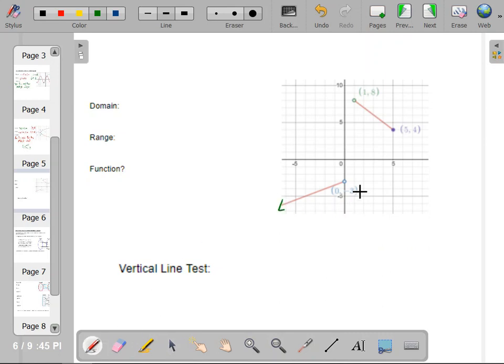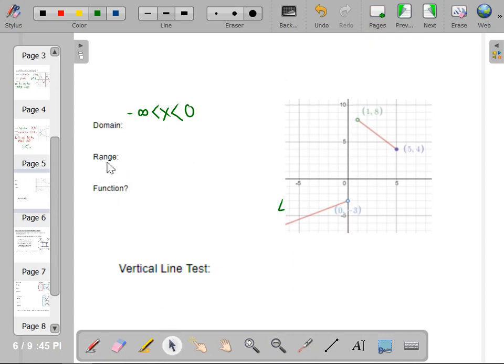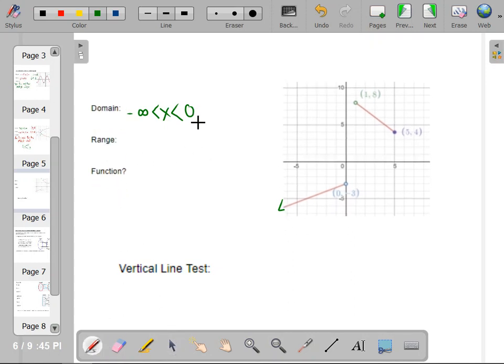So domain, if this thing goes forever to the left, would be negative infinity is less than x, and then it goes to here, so we'll say is less than 0, the x value is 0, and, which we might use some different notations here. We might use set notation and say union 1 to 5. So we'll say 1 is less than x is less than or equal to 5.